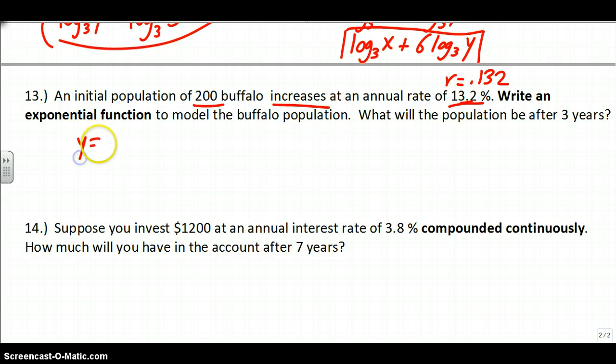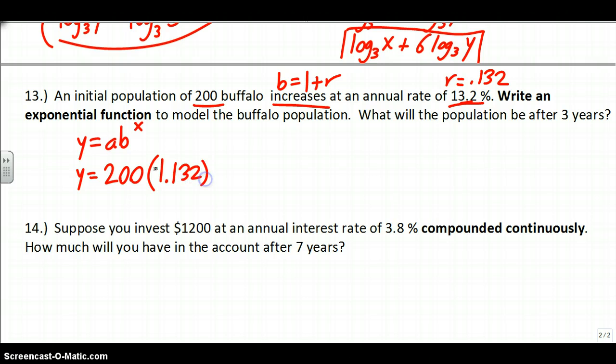Well, this is just normal growth, so it's y equals a b to the x. And you may remember, for increasing, b is 1 plus your rate. By the way, if it was decreasing, it would be 1 minus r. In this case, r is 0.132, and a is our initial amount, which is 200. b is 1.132. We just took 1 and added 0.132 to it, to the x. So there's our first part. Write an exponential function. Check.